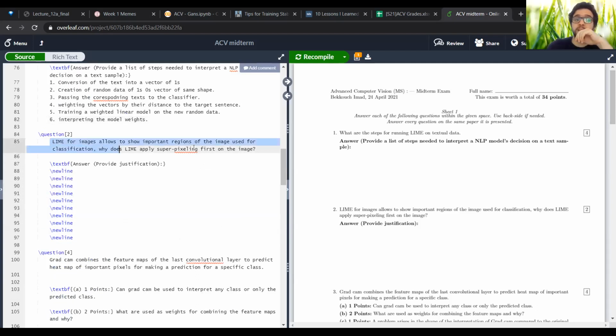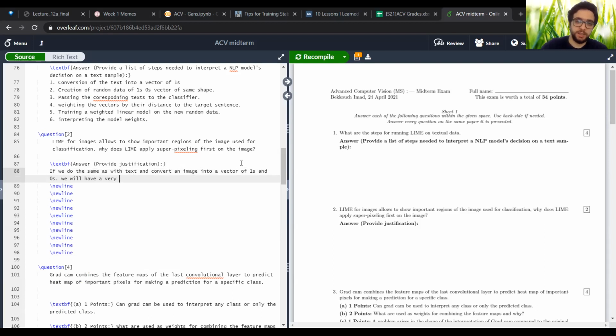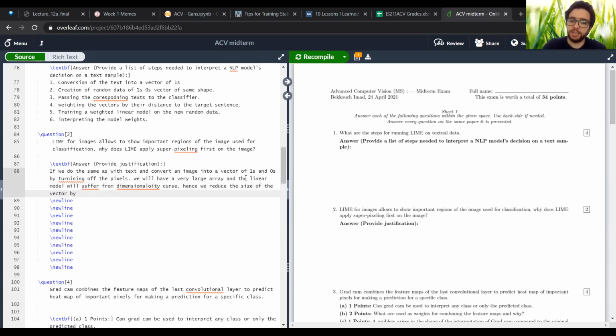Second, why do we use superpixeling? The answer is very simple. If we do the same as with text and convert an image into a vector of ones and zeros, by turning off the pixels, we will have a very large array, and the linear model will suffer from the dimensionality curse. Hence, we reduce the size of the vector by grouping the similar pixels together.